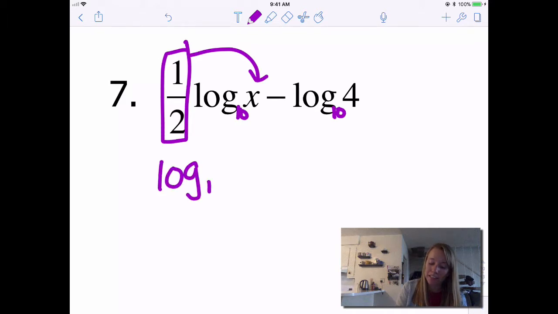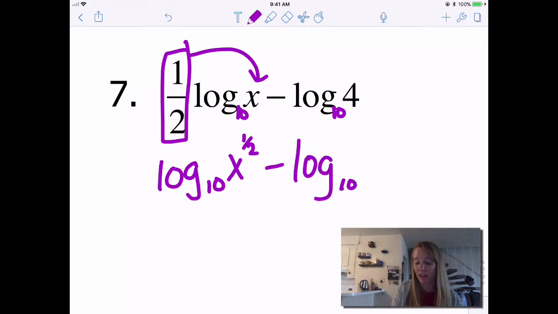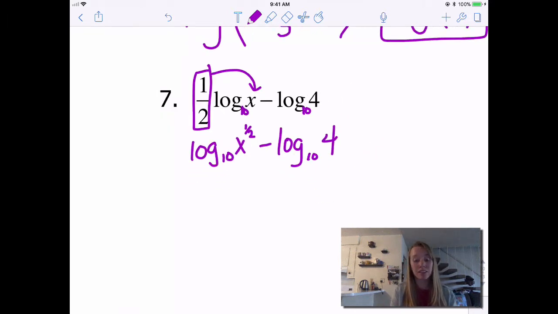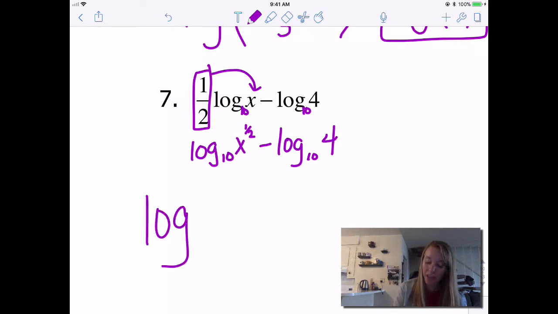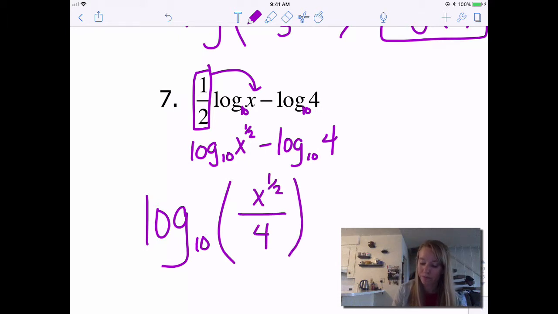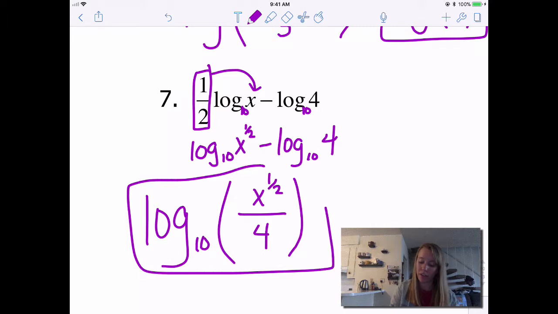So log, I can say base 10 of x to the 1/2 minus log base 10 of 4. That minus is going to be division, but not until I make this just 1 log base 10. So I'll have x to the 1/2 over 4. If I wanted to, I could write that 1/2 power as a square root, but I'm fine with your answer just like this, with or without the base 10.